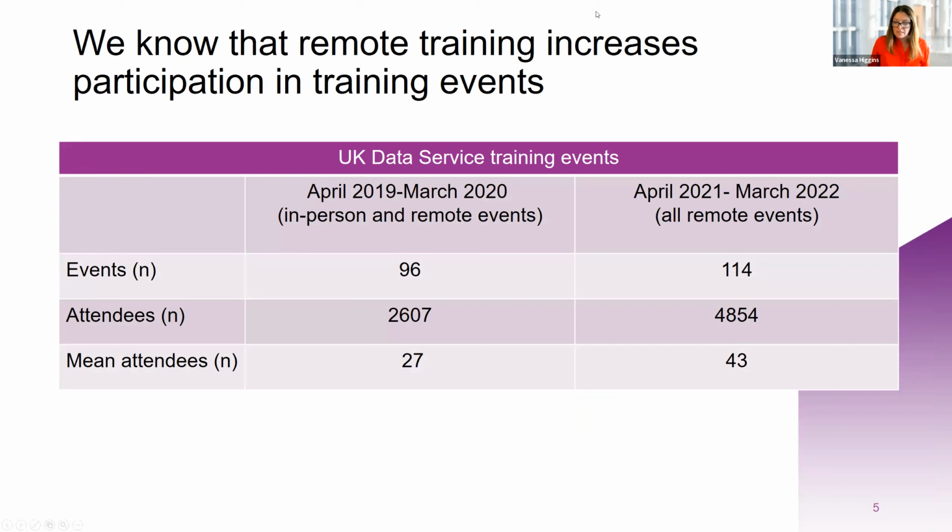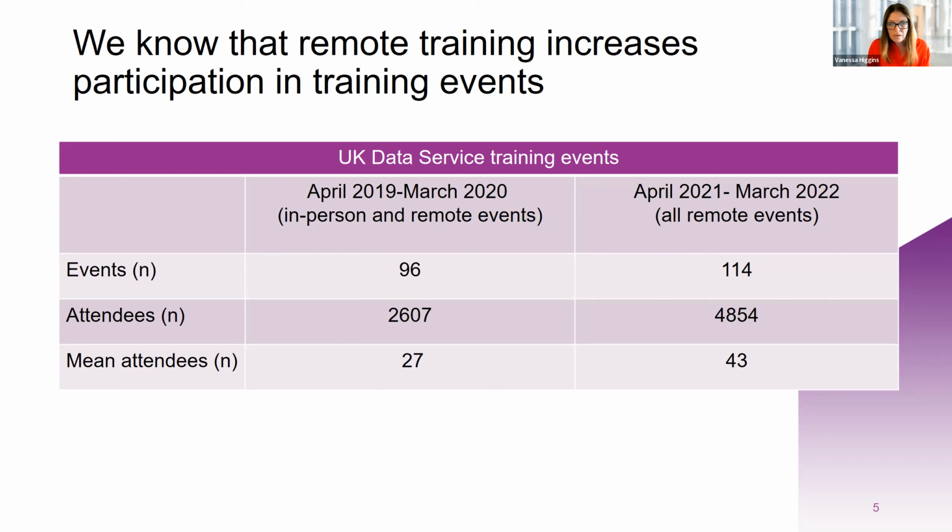So the first thing I wanted to say is we know that remote training increases the participation in training events. So if we look at the 2 columns, so you've got the April 2019 to March 2020 column, so that's pre-pandemic, when I said we're doing roughly 50-50 in-person and remote events. So if you actually look at the last row, because that's the most meaningful, the mean number of attendees was 27 per event. And skip 2 years later, I've skipped out of the pandemic year because that was a very unusual year and everything just spiked in terms of training. So I find April 21 to March 22 is more comparable. You can see that our mean number of attendees has increased to 43.